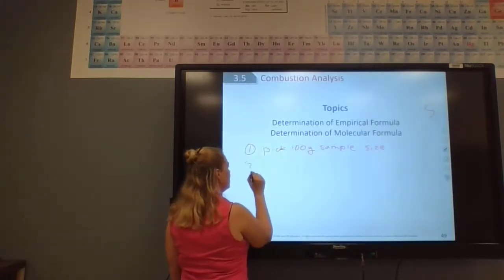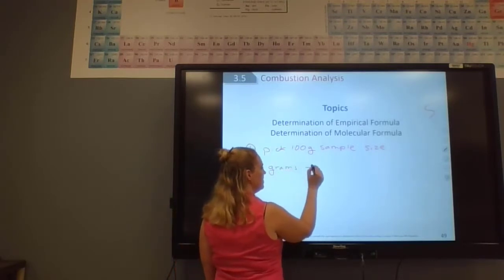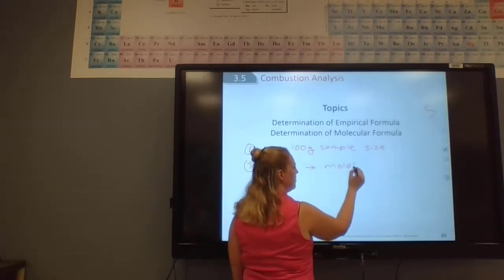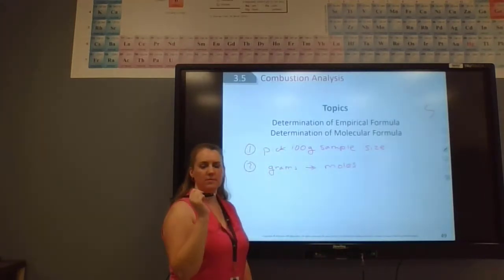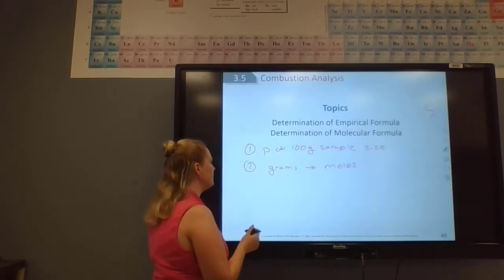Step 2, we take those grams of each element and convert them to what? Moles. Convert to moles. How do you convert from grams to moles? Molar mass. Divide or multiply? Divide. Good. We divide by the molar mass.